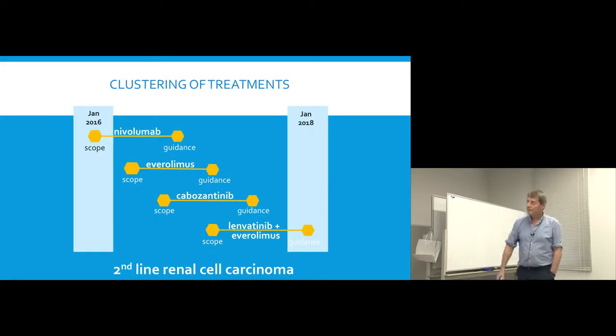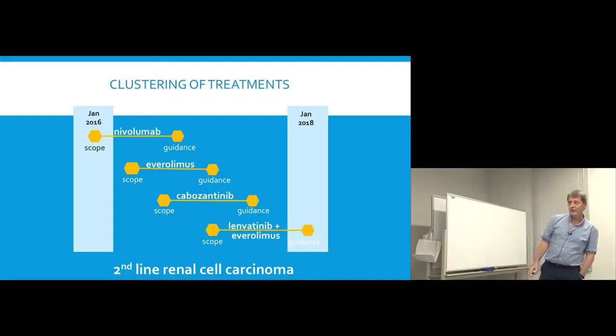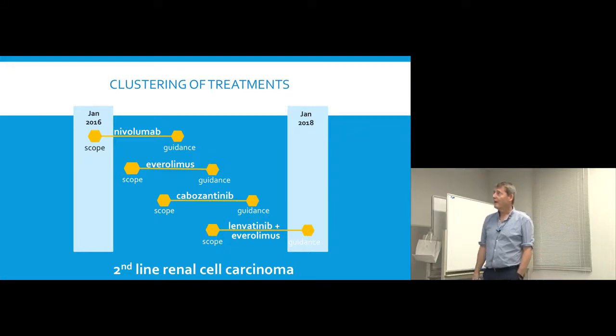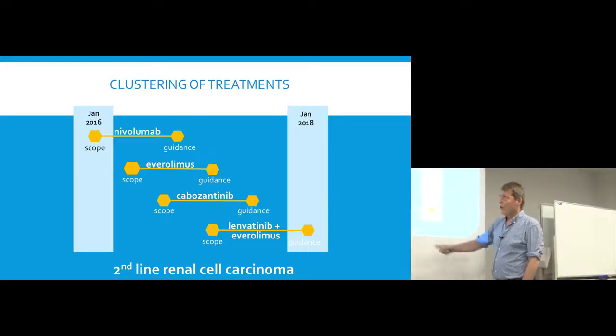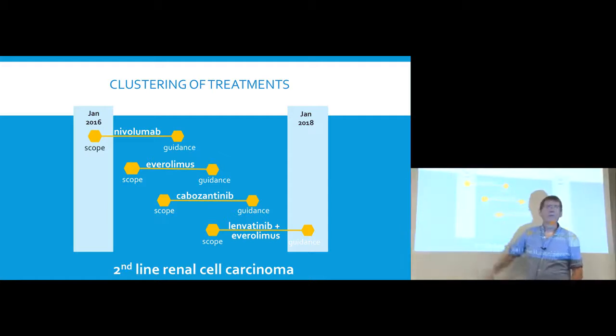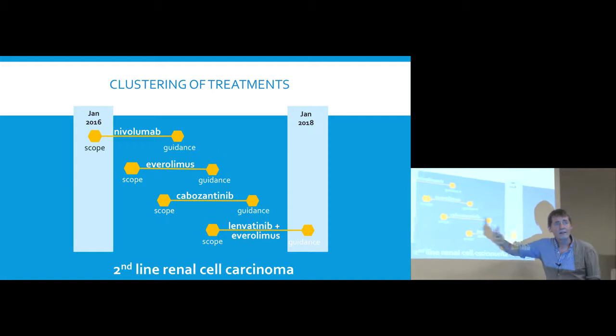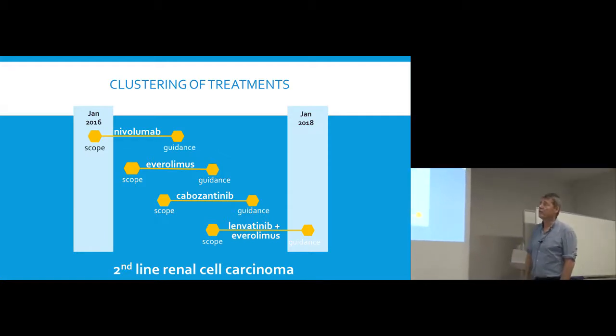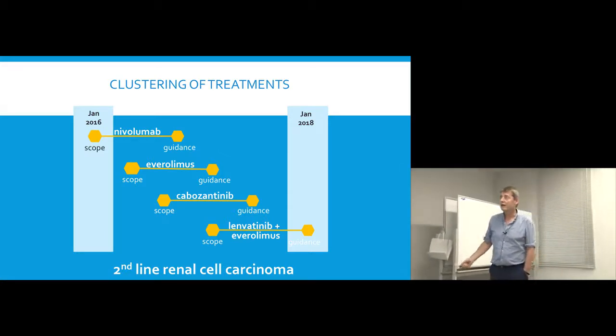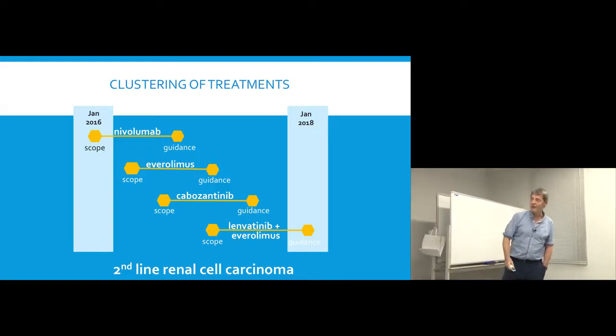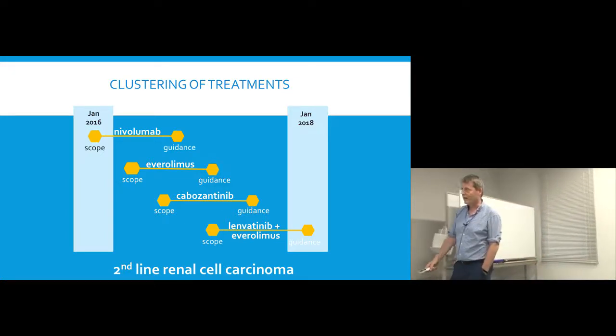Clustering. This is another example. This is second-line renal cell carcinoma. A rather nasty condition, but the good news is there's quite a few treatments that to some extent work. There were already existing treatments. I've forgotten what the dominant one was, but from January 2016, we've had a succession of new treatments introduced: nivolumab, everolimus, cabozantinib, and then lenvatinib plus everolimus.